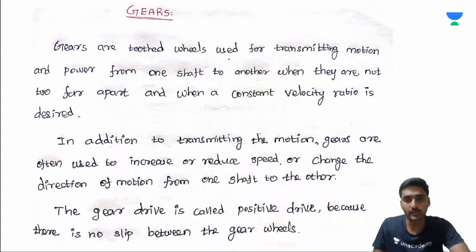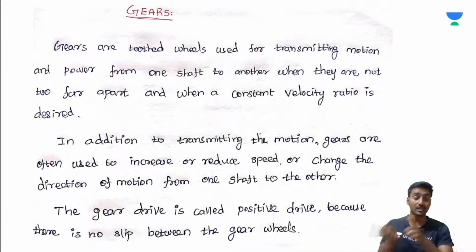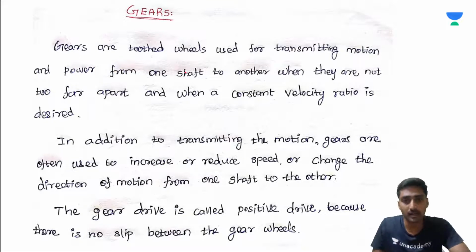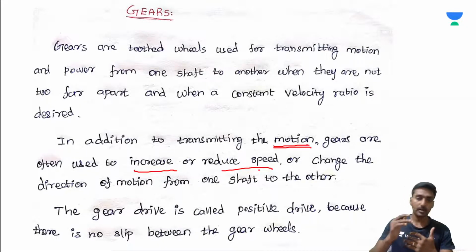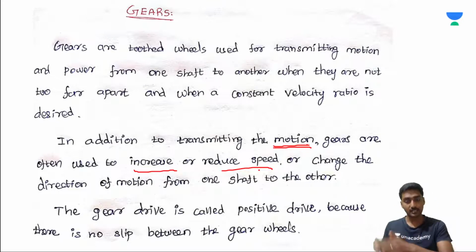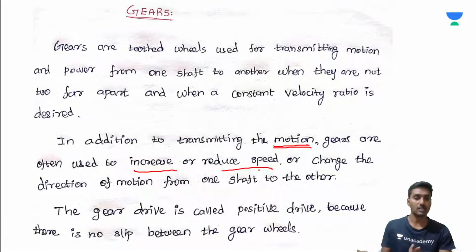Gears are toothed wheels used for transmitting the motion and the power. Not only the motion, it also transmits the power from one shaft to another shaft, when the shafts are not too far apart and a constant velocity ratio is desired. In addition to transmitting the motion, gears are often used to increase or reduce the speed. The speed from one shaft may be transmitted to the other shaft in an increasing manner, or we may reduce the speed. Gears are used to increase as well as reduce.